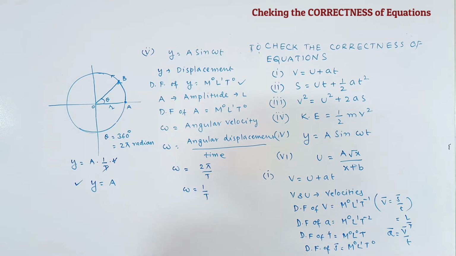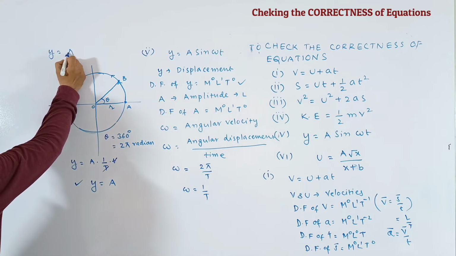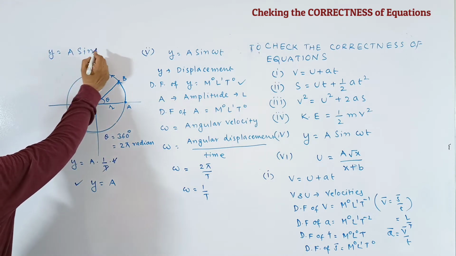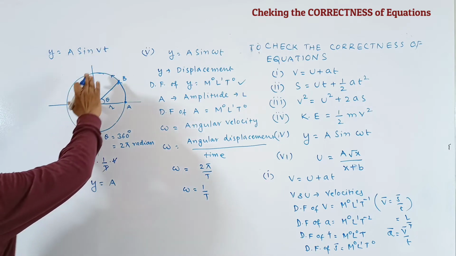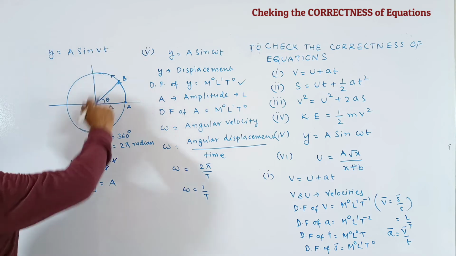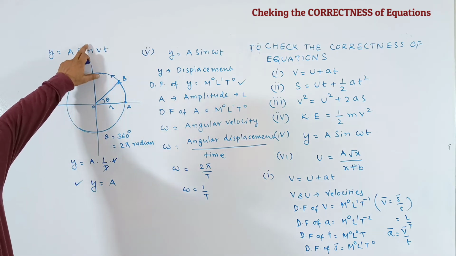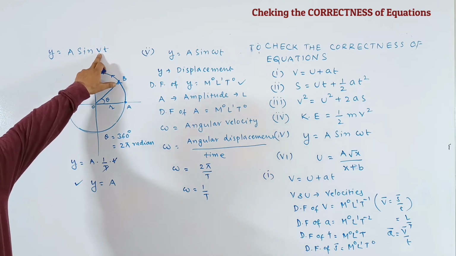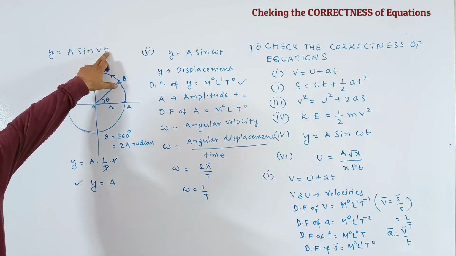These kinds of questions are somewhat twisting, and a similar question will be asked like this: Y is equal to a sine v into t. The same result we will get, but here v is velocity, length by time, into time.